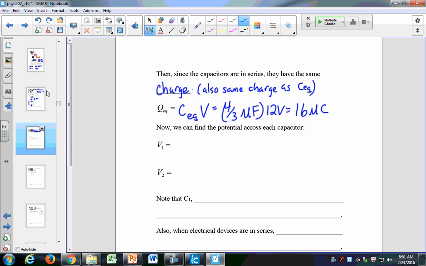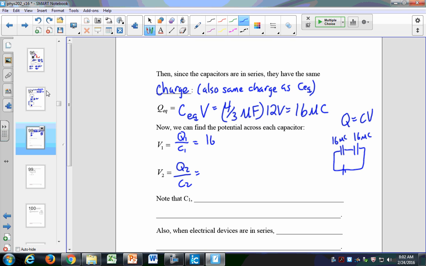So what that tells us, if I think about my circuit again, remember capacitors in series have the same charge, so I'm going to have 16 microcoulombs here and 16 microcoulombs here. Try to keep these straight with capacitors in parallel, because capacitors in parallel don't have the same charge, they have the same voltage. But these capacitors are in series and they have the same charge, so if I want to find the voltage, I say, I know that Q is equal to CV, so V1 is Q1 divided by C1, and V2 is Q2 divided by C2.